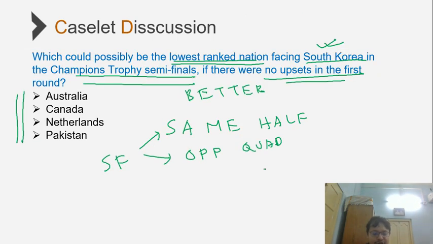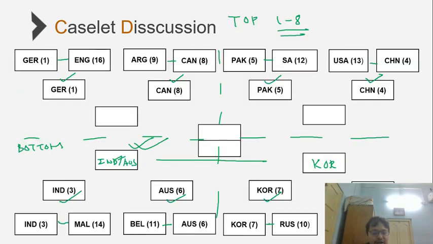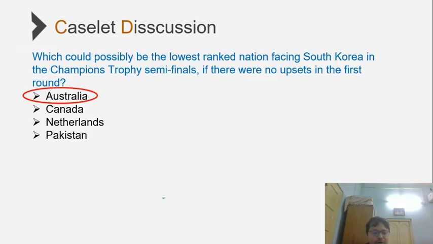So out of the options, if you look at it, it says the lowest ranked nation possible. So out of India and Australia, Australia's ranked lower. So definitely the answer to this question will be option A, that is Australia.